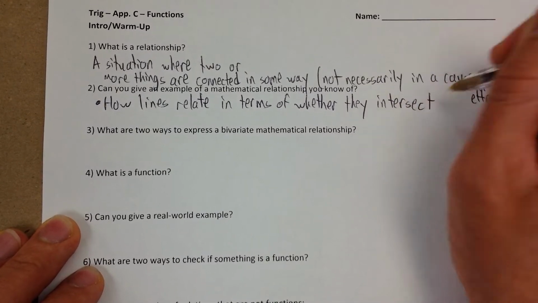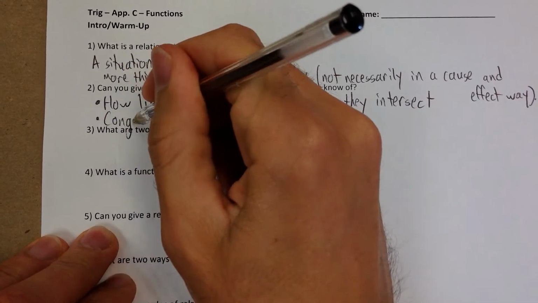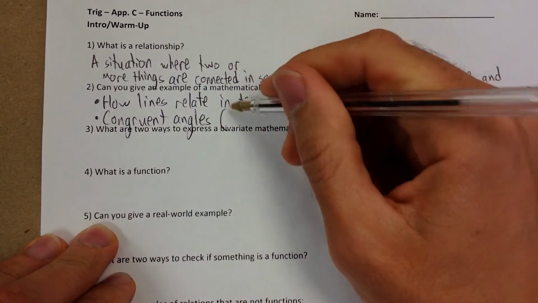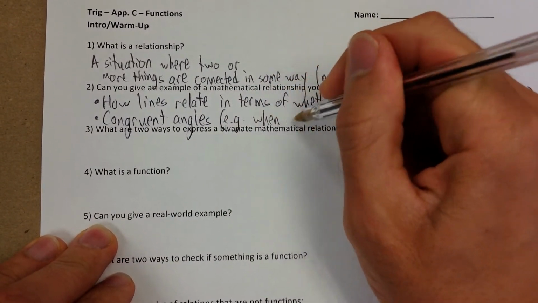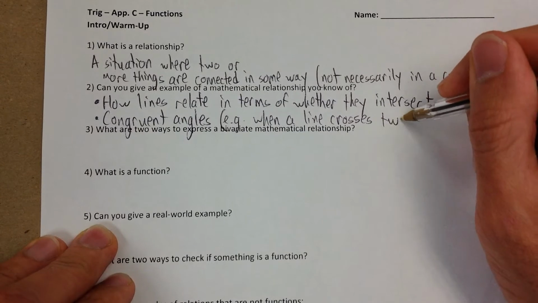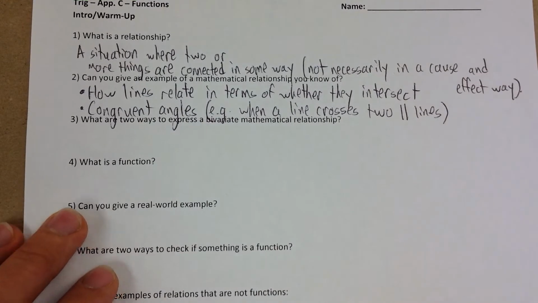Could I get a volunteer for another mathematical relationship? There are tons. James? Congruent angles. Sure. And for example, those things happen when a line crosses two parallel lines. You'll get congruent angles. You'll get other angle relationships, but that's one.